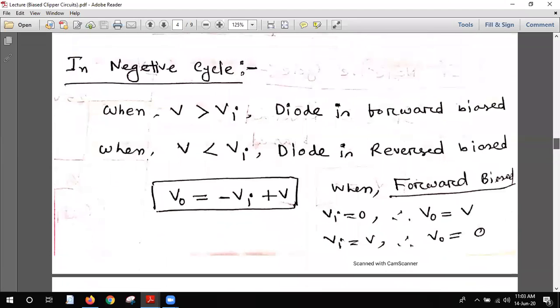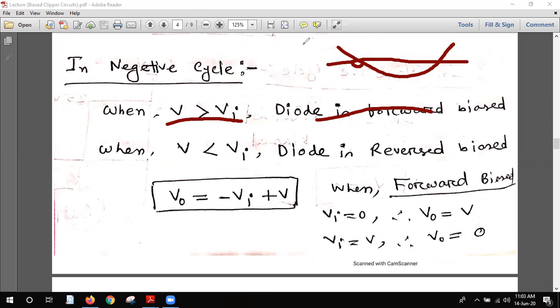It is written that when VI is greater than V, the diode is forward biased. I already discussed that. So this is the particular point, this one and this one, for both sides.